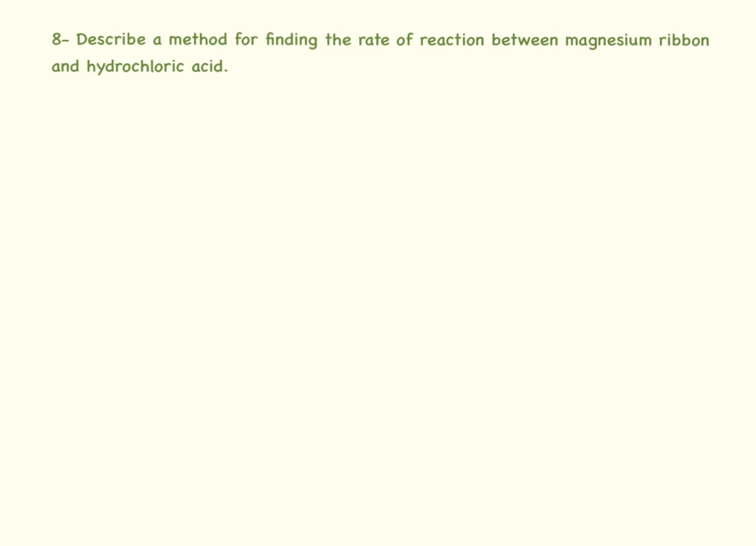So describe a method for finding the rate of reaction between magnesium ribbon and hydrochloric acid. The first thing you need to know for this is that when you have your magnesium ribbon in the hydrochloric acid, it is going to bubble, and there are going to be bubbles of gas released, and that's what we're going to be looking for in this. So I'll write my answer nice and full for you and then get back to you shortly.